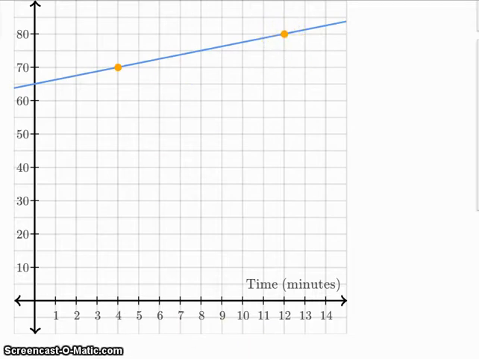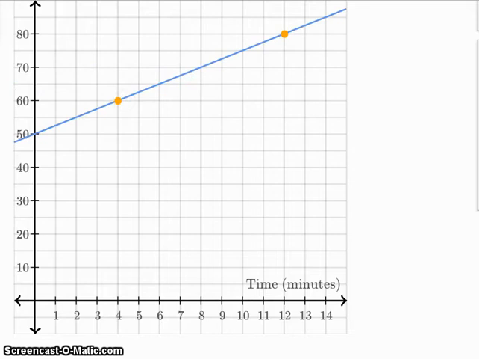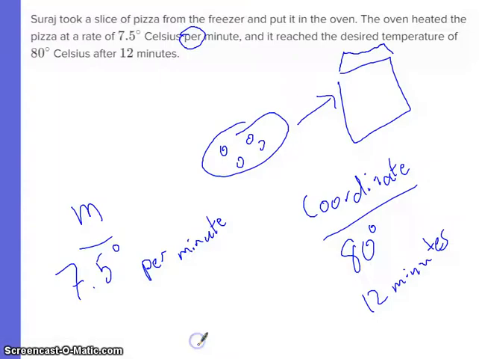Now I can use the slope to tell me what the rise and the run was. So let's look at the slope again. The slope was 7.5 per minute. What could I times that by to give it a nice round number? 2? Yeah. So in 2 minutes, it would be how many degrees? Okay, twice 7.5.